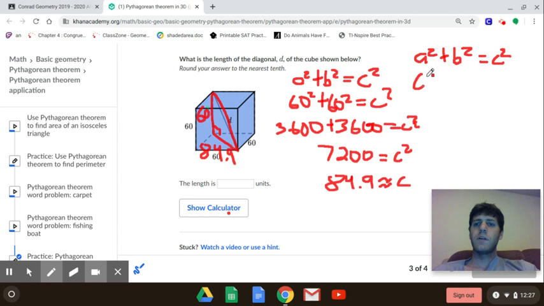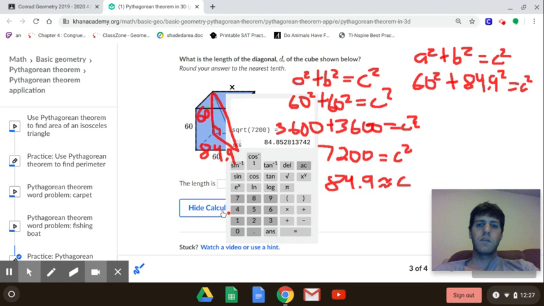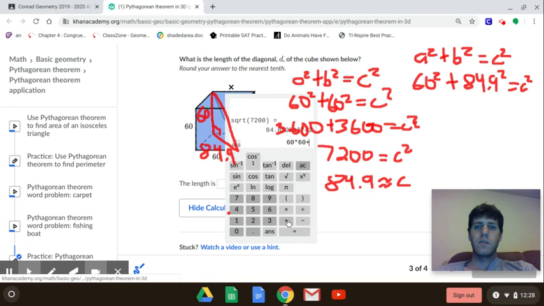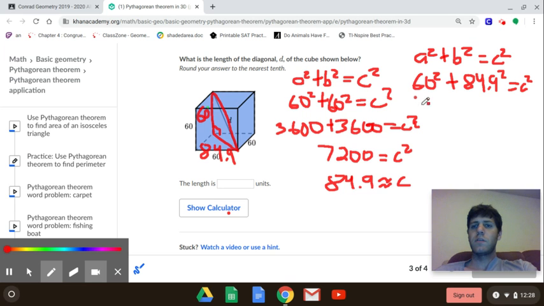Okay, so that's going to be 60 squared plus 84.9 squared equals c squared. Okay, and so let's put that all in the calculator. So 60 times 60 plus 84.9. So we don't need to necessarily use the calculator. 60 squared is 3,600. We know 84.9 squared is going to be 7,200.